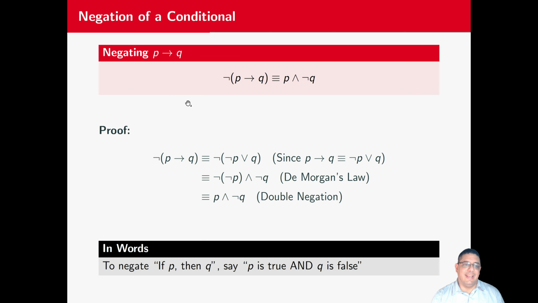Now, if we're going to negate P implies Q, then what we're essentially saying is that we have P, but we have not Q. Normally, the implication is P implies Q. Negating that is saying, look, we got P, but we don't have Q. So that's why negating P implies Q becomes P and not Q. In words, to negate if P then Q, P is true and Q is false.